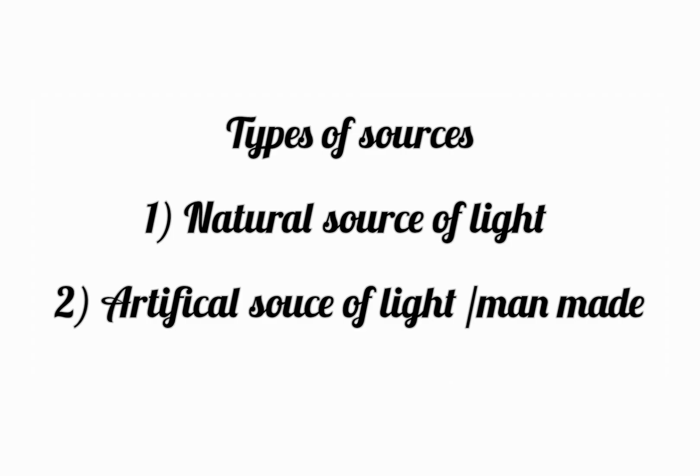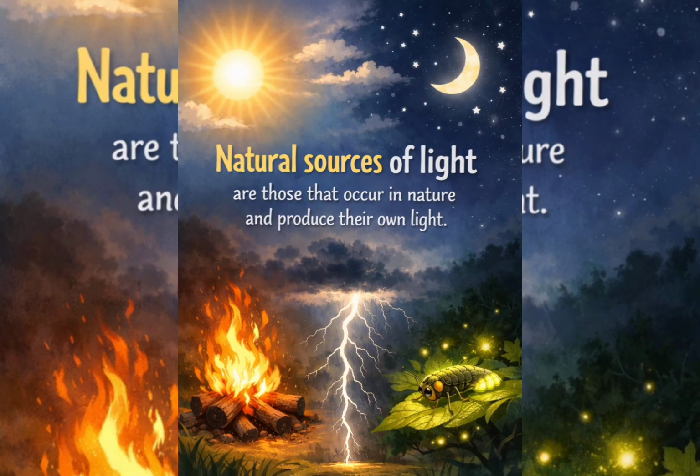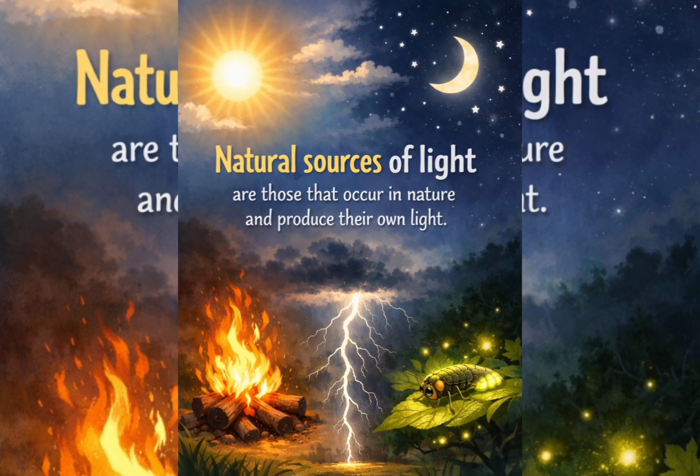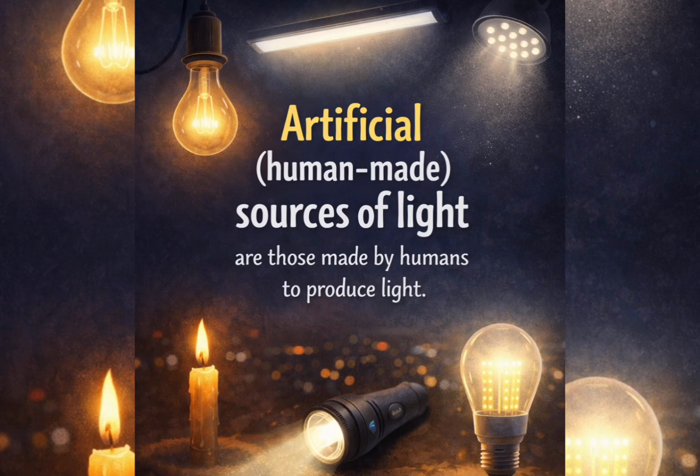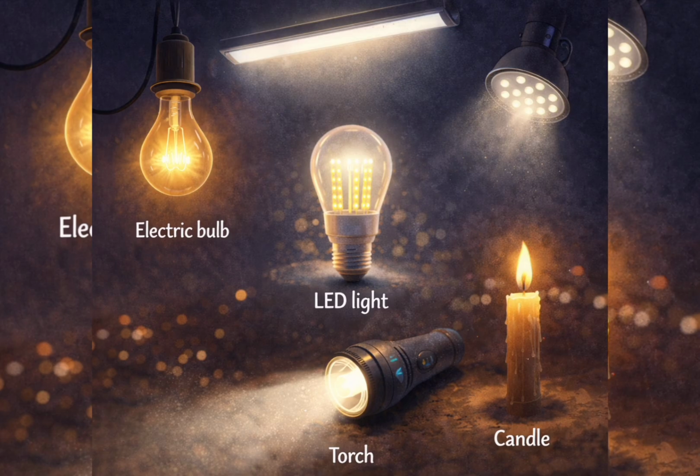Artificial source of light is nothing but a human-made or man-made source of light. Natural source of light examples: sun, stars, lightning. So those are examples for natural source of light. Then artificial source of light examples: electric bulb, candle, tube light, lamp, etc. These are examples for man-made or artificial source of light. Okay, so I hope you understand the definition of light and source of light, right?